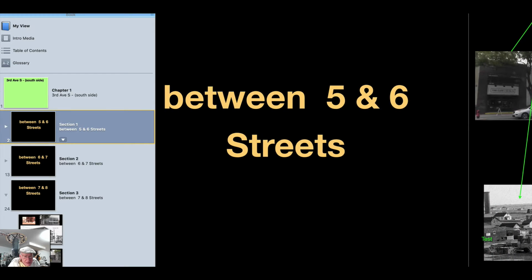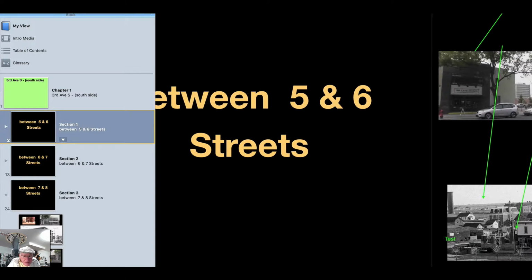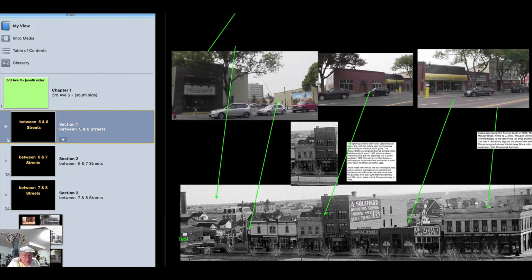There we go. The first part of it is 3rd Avenue, south side, between 5th and 6th Streets. And I started on 6th Street because it seems more natural as I was looking at it. So I've got arrows pointing from today's picture over here and what the building looked like back at the turn of the last century. Here's an arrow going to this one. Here's today's picture and pointing to the equivalent picture back in the last century.